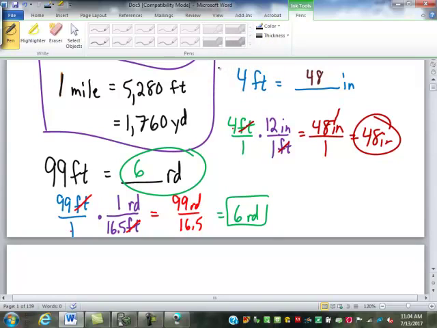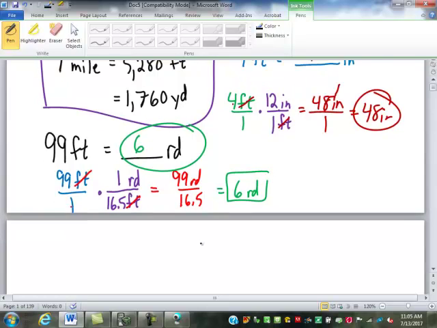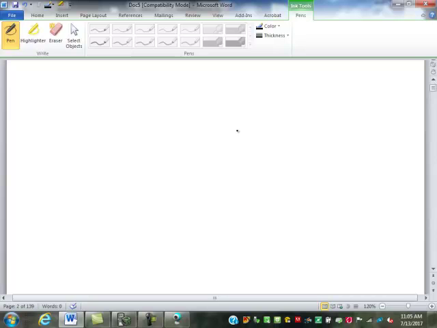Not so bad? It gets worse? Well, not yet. Give me time. Okay, so our next step. Let's look at some of our other units in the standard system. We'll talk about the metric system all at once because the metric system kind of fits together.